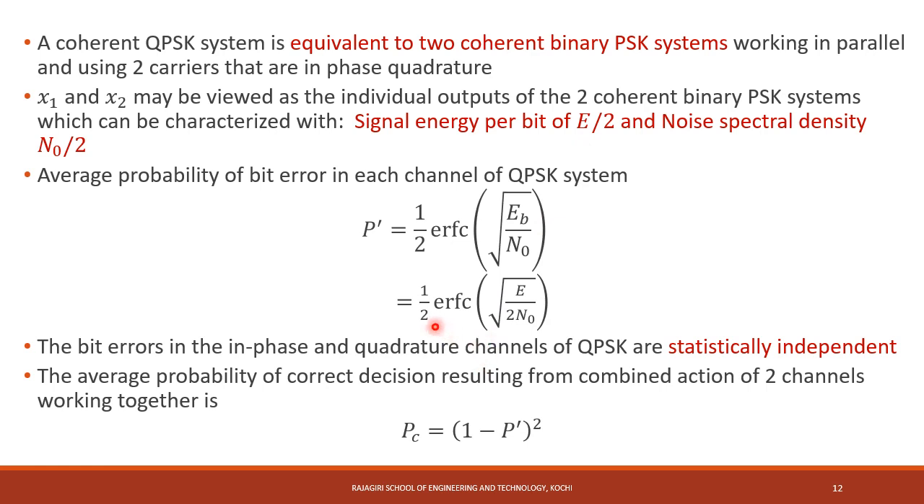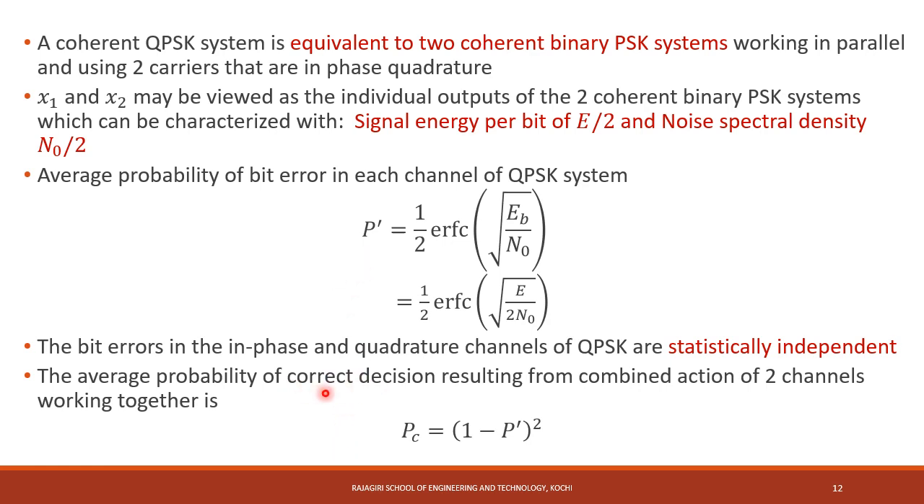So that is, you will get P dash is equal to 1 by 2 erfc of root E by 2 N naught. Now the bit errors in the in-phase and quadrature channels of the QPSK system are independent, which means that if I want to calculate the average probability of correct decision, it would be 1 minus the probability of error. So the probability of correct decision is 1 minus P dash, that is in a single channel.